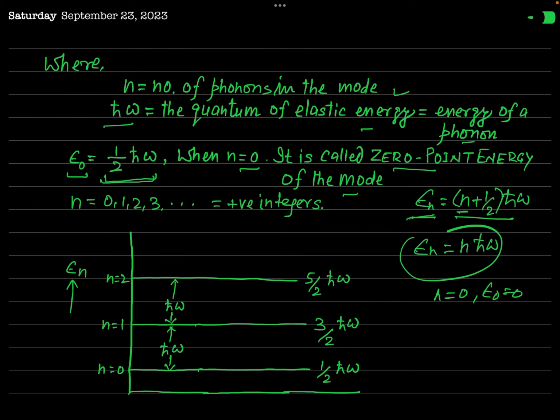Why is it called 0 point energy? The reason is, if you keep the lattice at 0 Kelvin temperature, according to classical theory, the lattice vibration will be completely stopped, and so the vibrational energy should be 0 at 0 Kelvin temperature. But this is our classical idea. According to quantum theory or modern quantum mechanics, even at 0 Kelvin temperature, the lattice vibration is not completely stopped. Even at 0 Kelvin temperature, our oscillator has this much energy, half h bar omega. So you can also say that this is the energy of the lattice vibration at absolute 0 temperature, and that's why this energy is called 0 point energy.